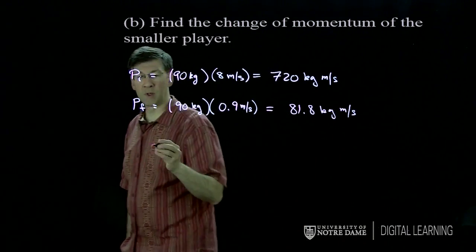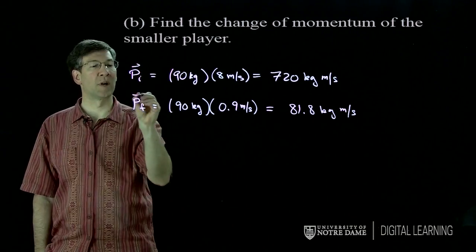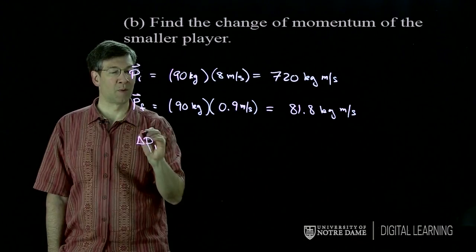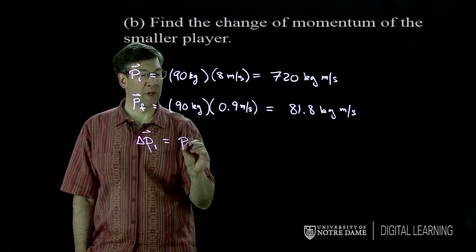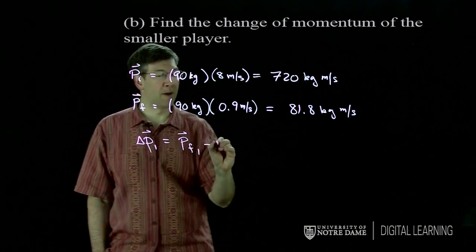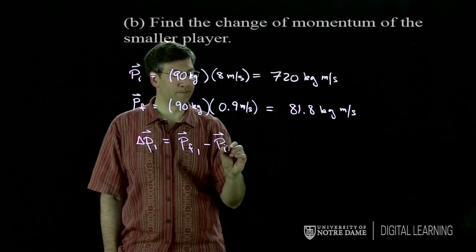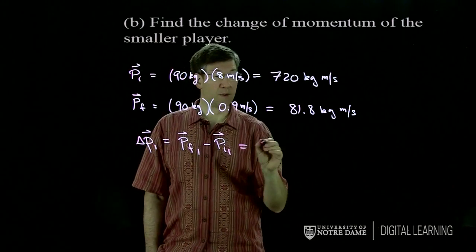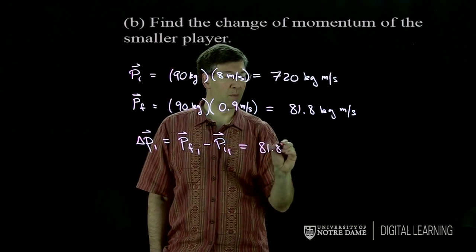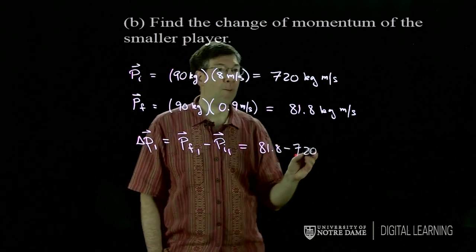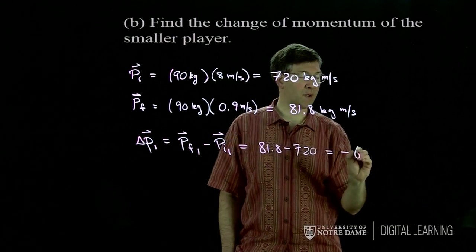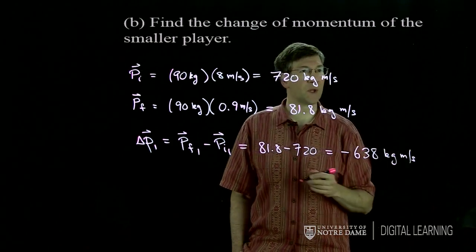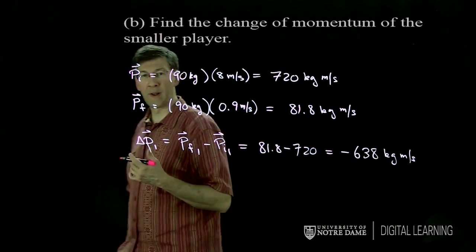And so we want to calculate change, so let's write these as vectors just for the sake of argument. The change in the momentum of player 1 is equal to P final of player 1 minus P initial of player 1. And so this is equal to 81.8 minus 720, which is approximately minus 638 kilogram meters per second. So that's the change in momentum of the smaller player.